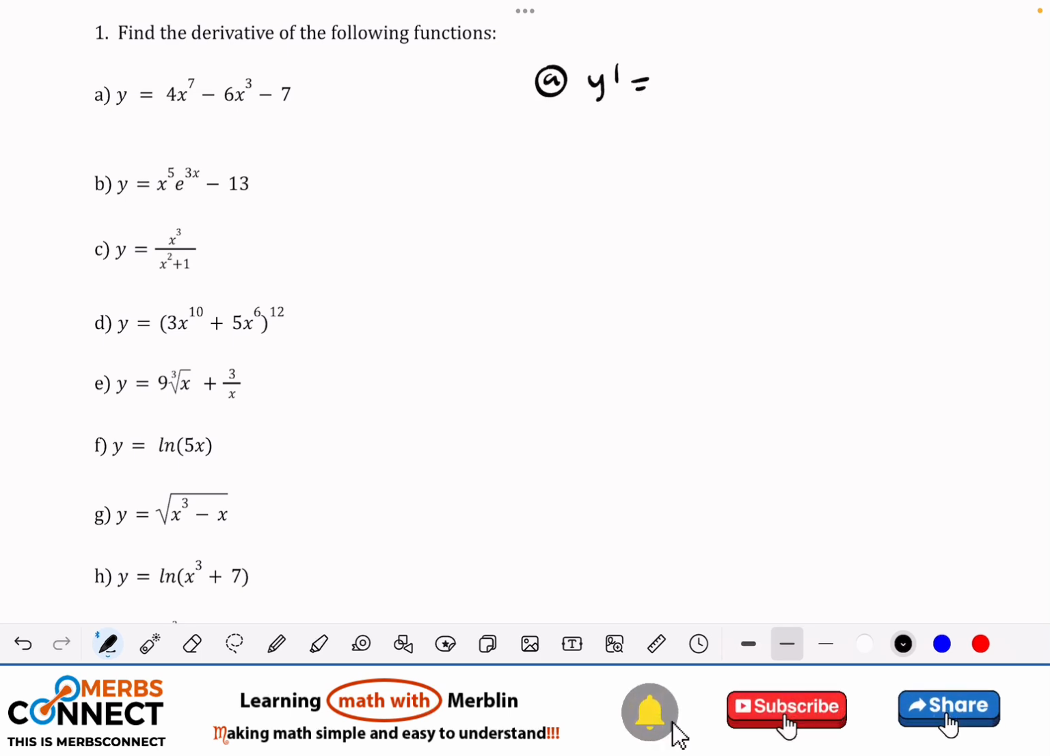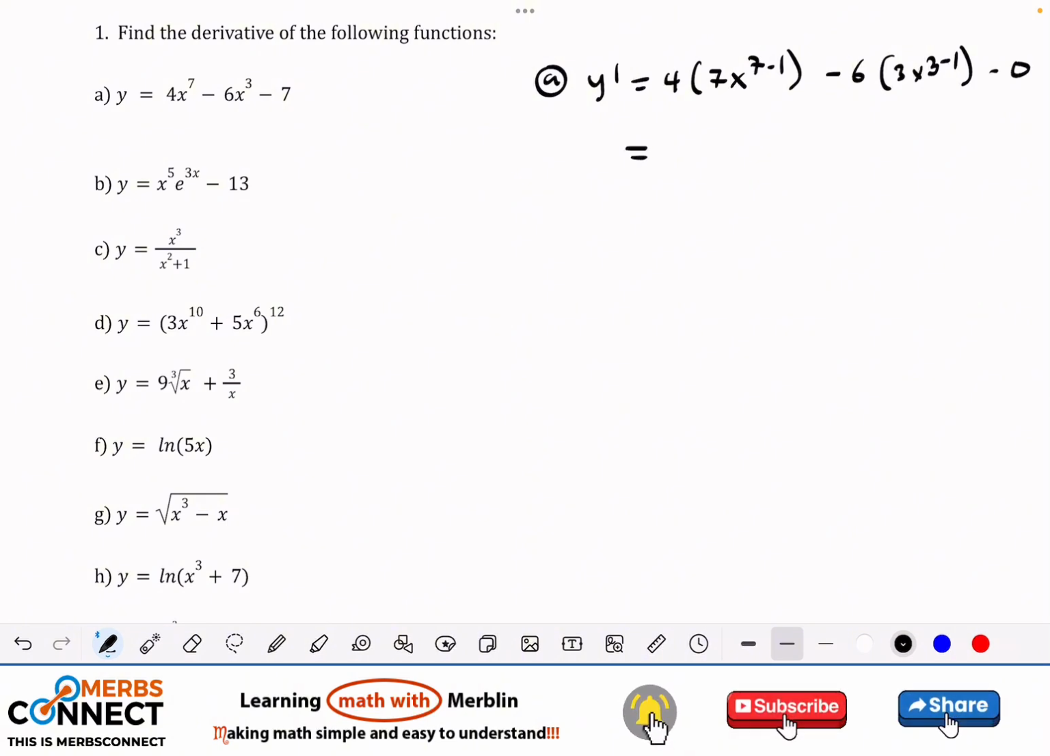y prime will be equal to, so let's use the power rule. I have 4 multiplying the function, so I just factor 4 out. Then when I differentiate x to the power 7 using the power rule, I drop the 7, then I have 7 minus 1. Then minus, I factor the 6 out. I differentiate x to the power 3, I'm going to have 3x to the power 3 minus 1. Then when I differentiate a constant, we know that we are going to get 0.